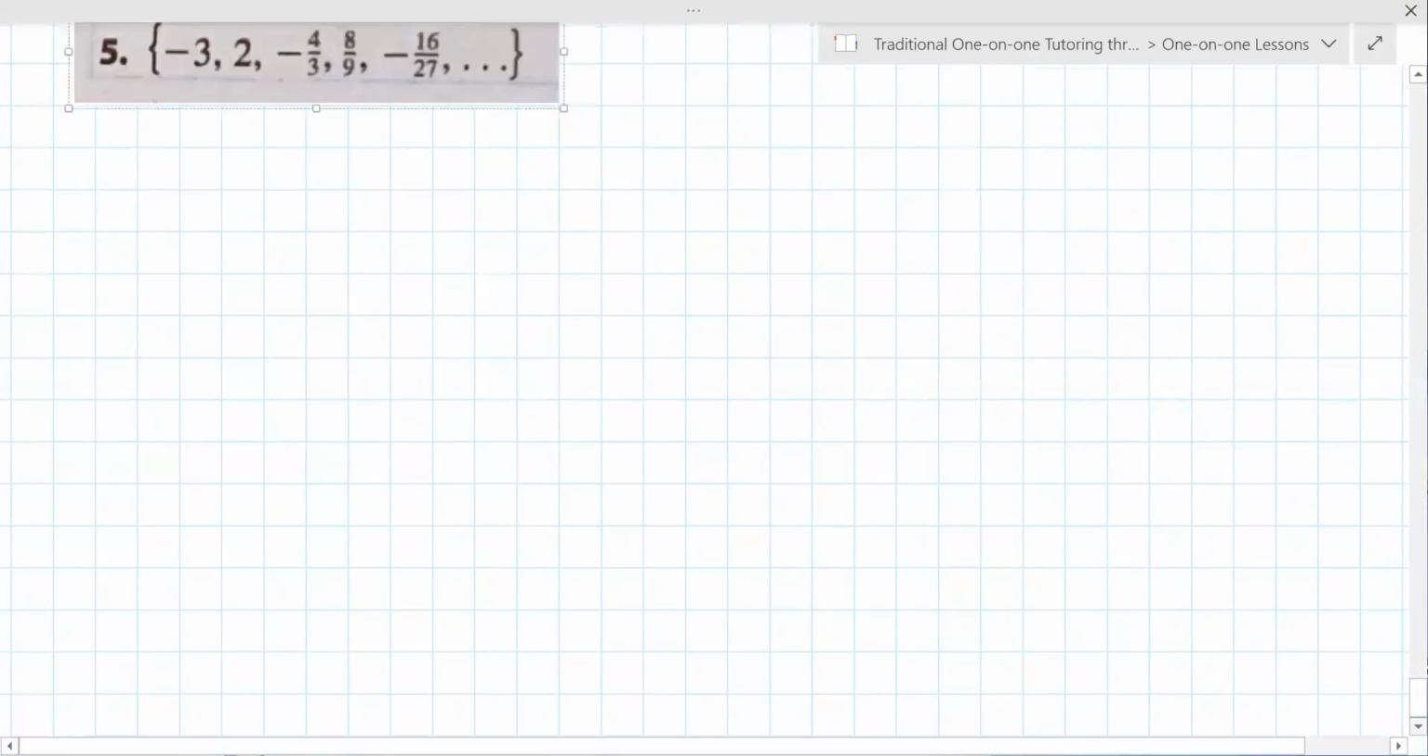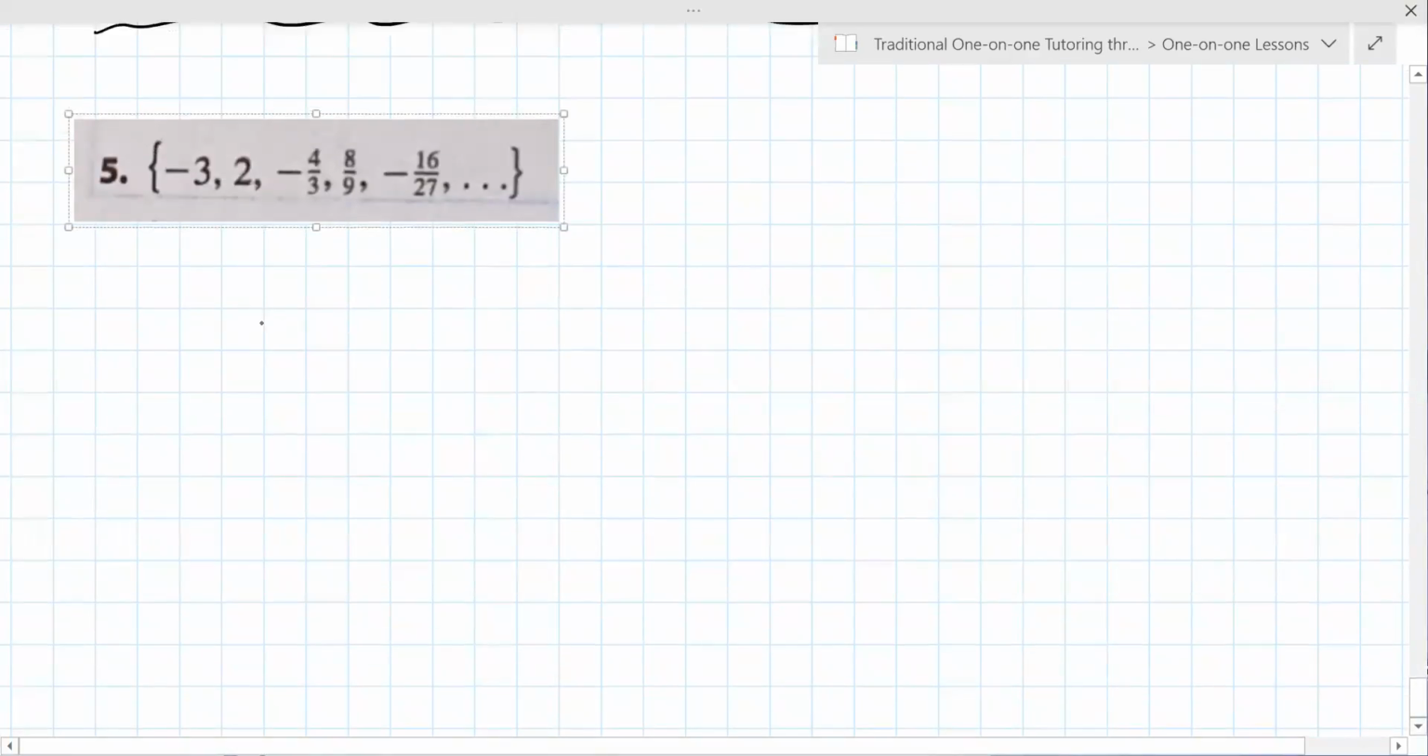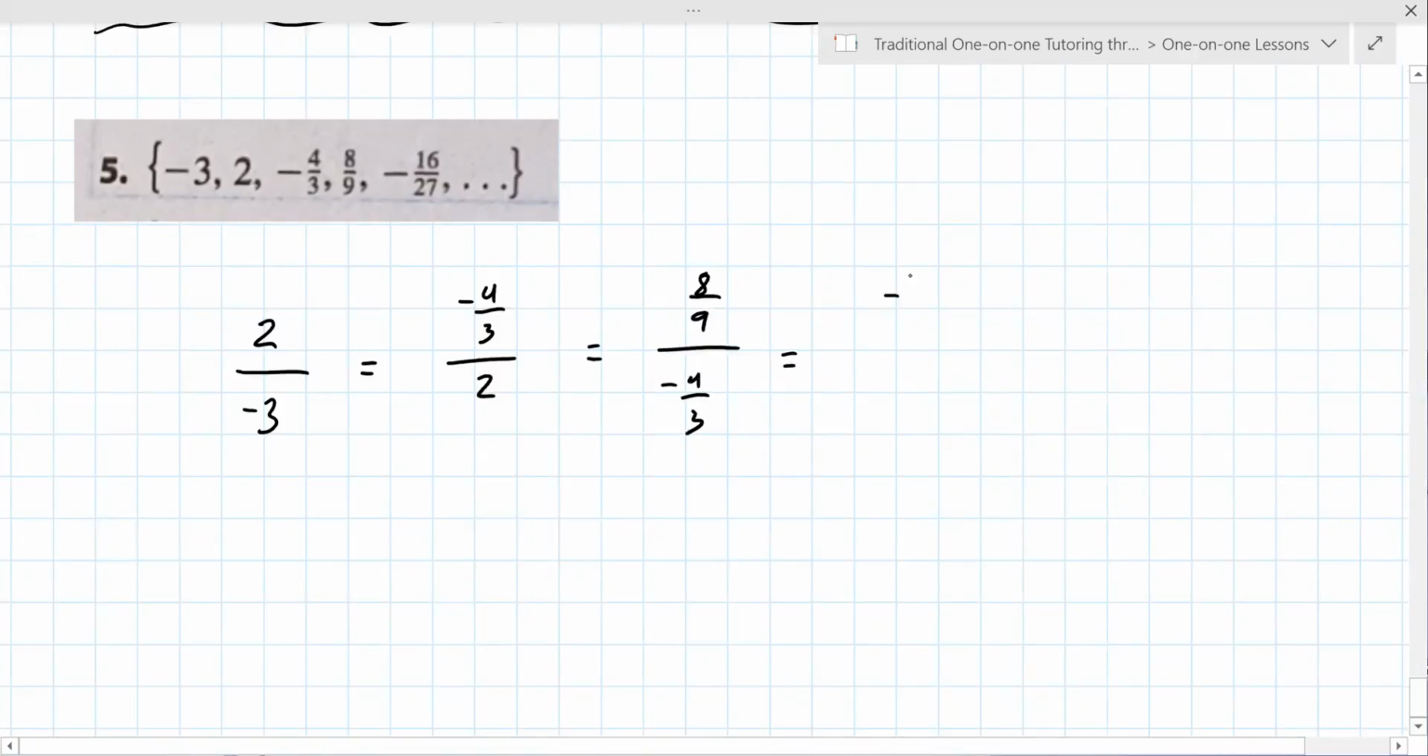Because there are fractions, I would tend to look toward geometric. So is 2 over -3 equal to -4/3 over 2? Does that equal 8/9 over -4/3? Does that equal -16/27 over 8/9? And so your answer is yes, it does. You'd have to do a little simplifying, but your r is always -2/3. So this is geometric.